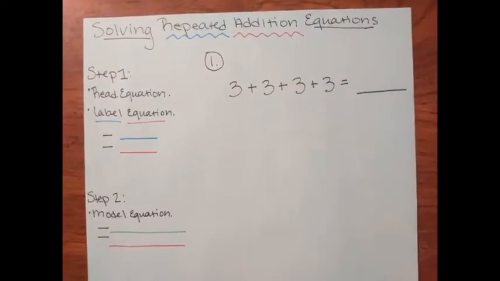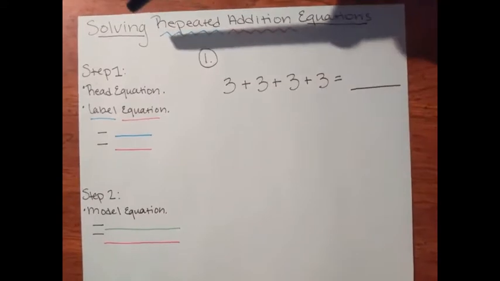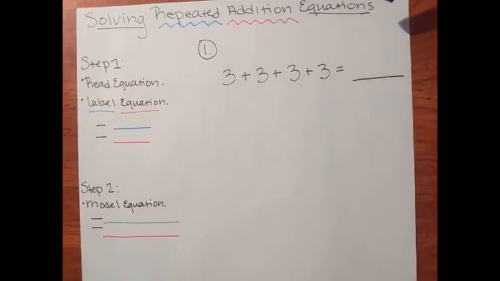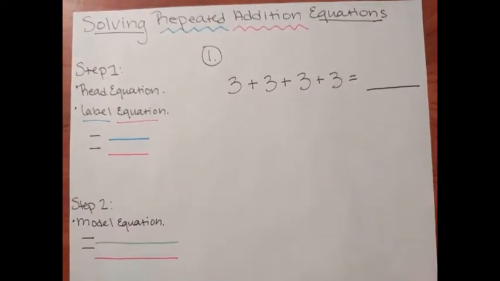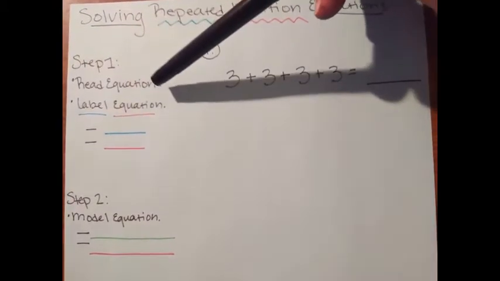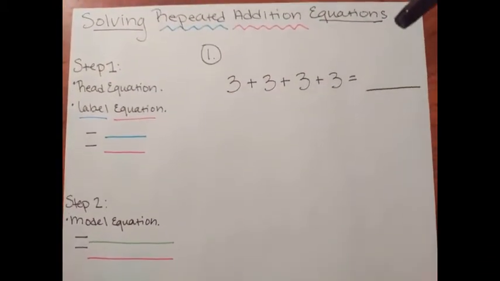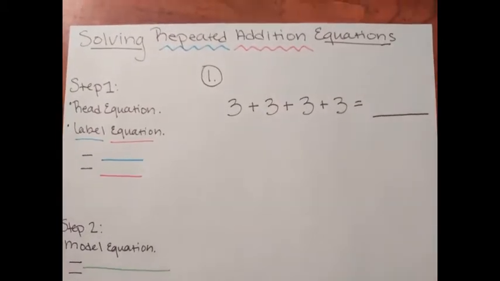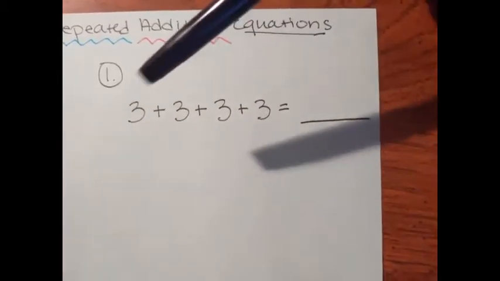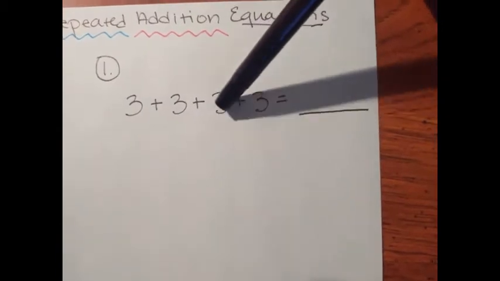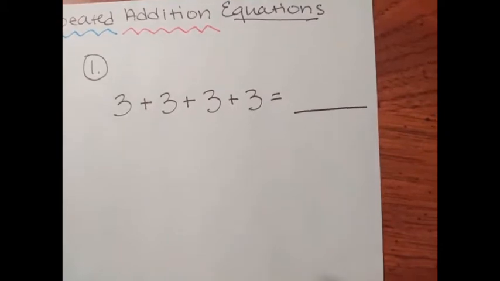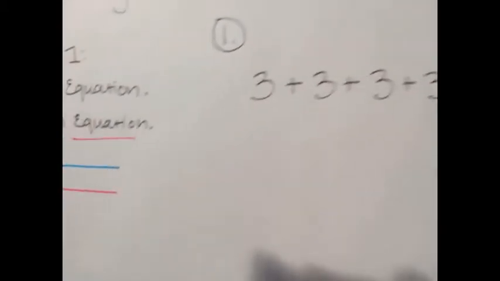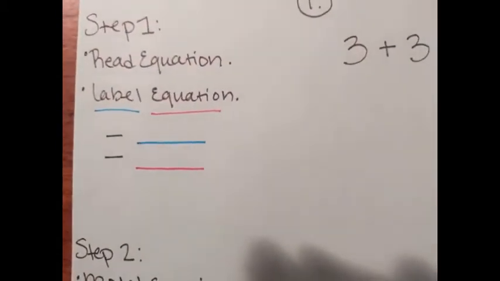Welcome back, champions. In this video, we'll be going over solving repeated addition equations using 3 easy steps. Let's get started. Step 1 says to read the equation and label the equation. So let's read the equation. Our equation says 3 plus 3 plus 3 plus 3 equals blank. So we need to label our equation.